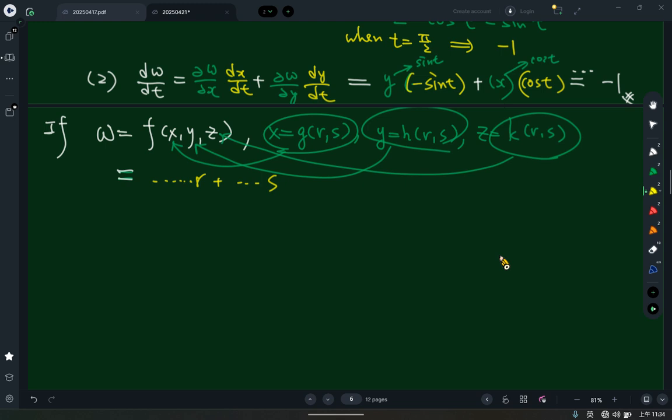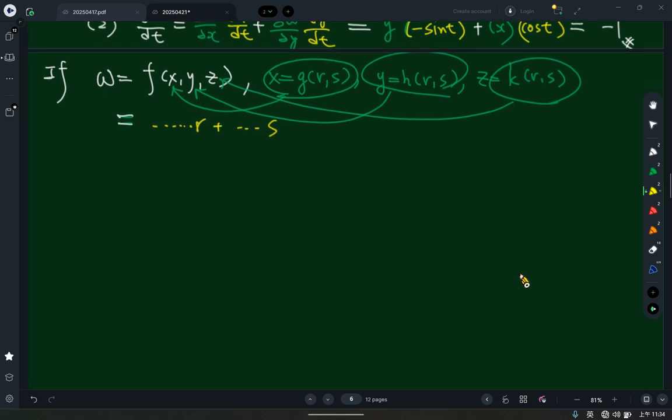So if we want to calculate, maybe you will want to know partial w, partial r, and partial w, partial s. Right? Because finally w will be determined by r and s. So when you calculate this rate, there are two possibilities. One is with respect to r, and the other one is with respect to s. So we can also use the tree diagram to do that.